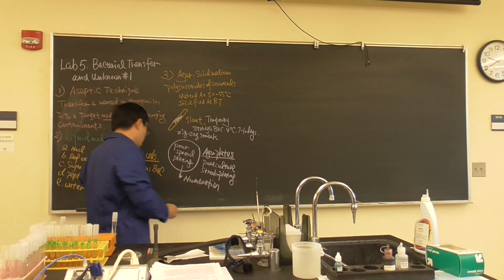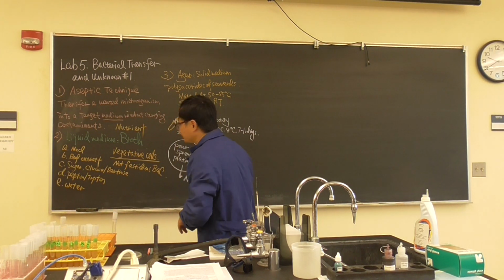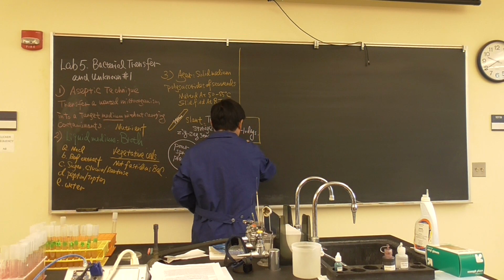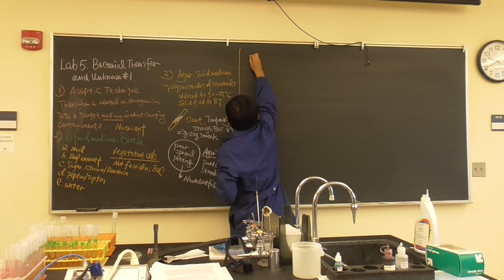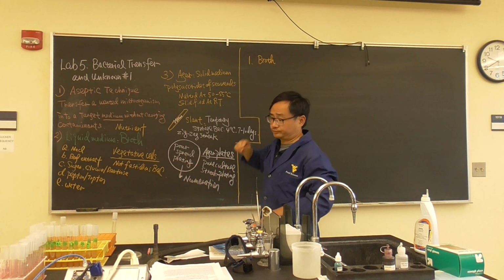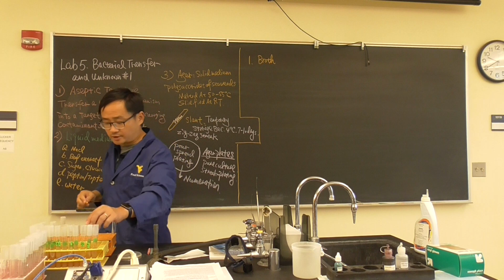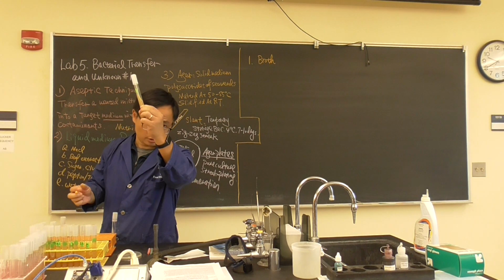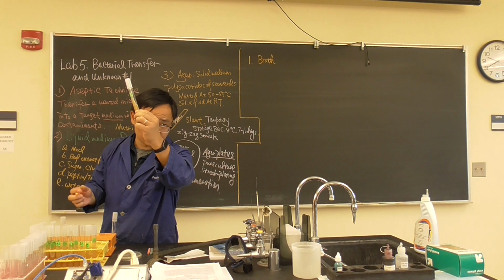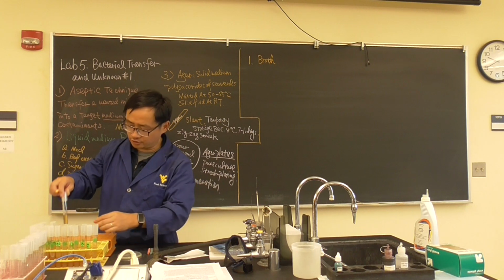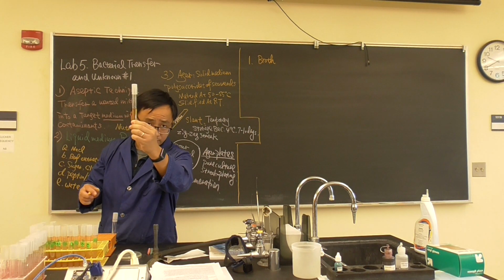Now we're going to move on to today's work, which is very straightforward. However, this is a technique you have to know. Number one is for broth. How to do it? You will get a Bacillus subtilis slant from last week, pick up the loop, and then put it into the broth.